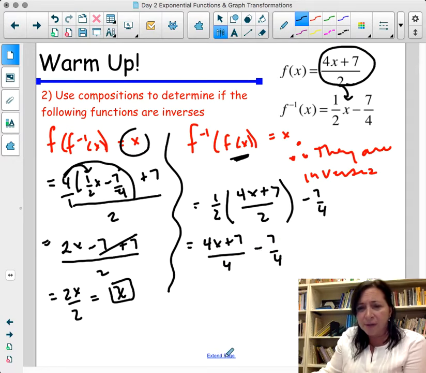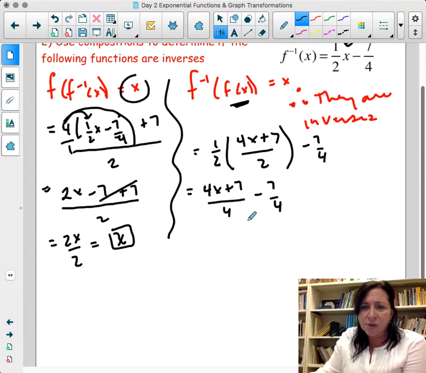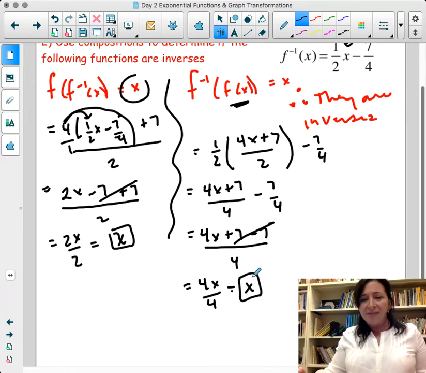Now, if my denominators are the same, then I can actually combine those under one denominator. So I have 4x plus 7 minus 7 over 4. Well, 7 minus 7 is 0. And what I end up getting is 4x divided by 4, which is x. Again, that's exactly what we want. So all is good. Okay.